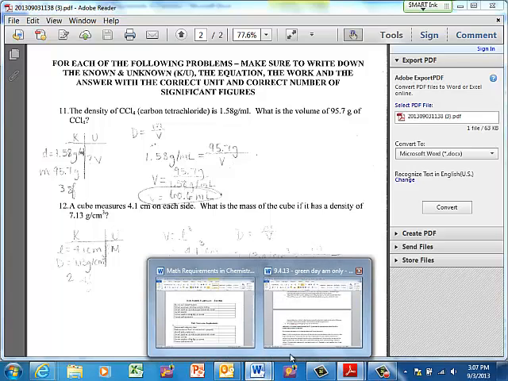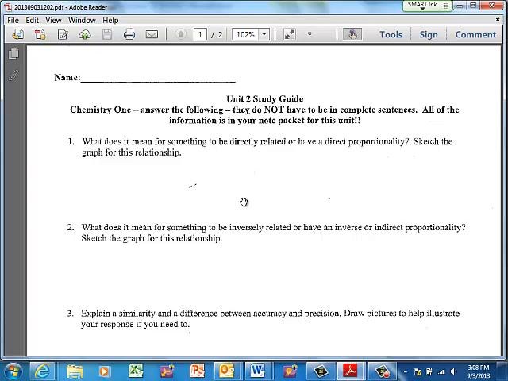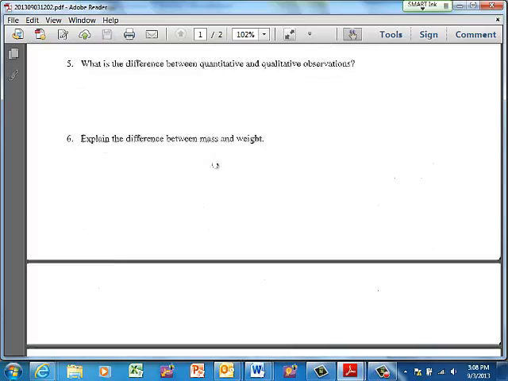Okay, now I want to talk a little bit about the study guide, and particularly the math problems on the back, but a lot of this is just information based, so you should be able to kind of solve those hopefully without too much of an issue.